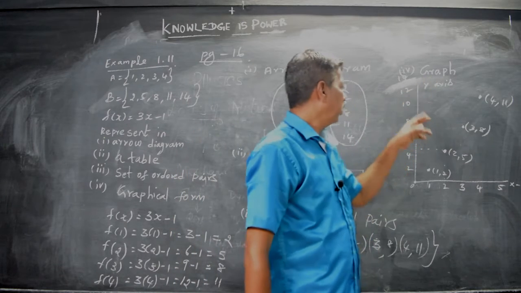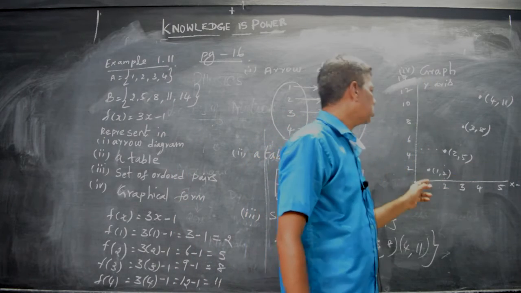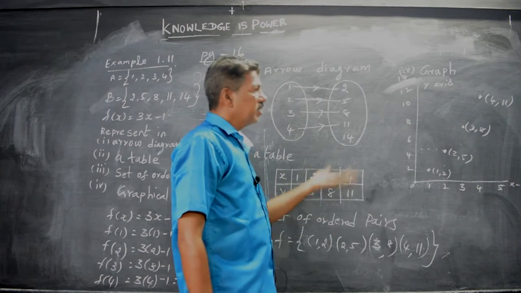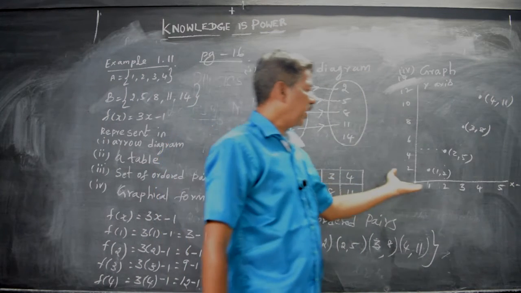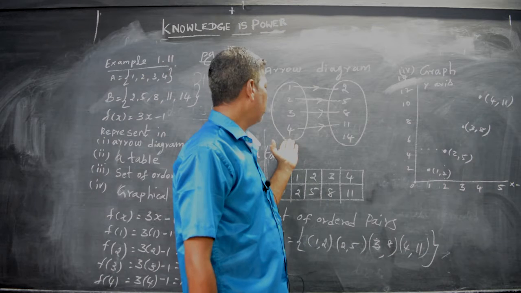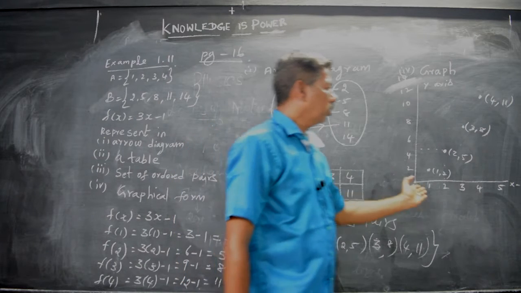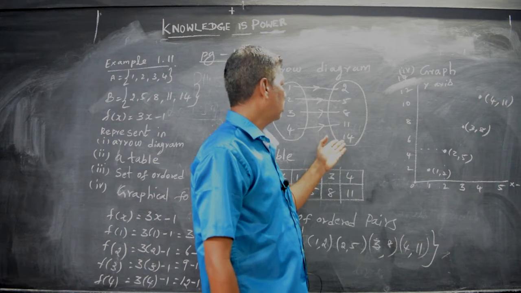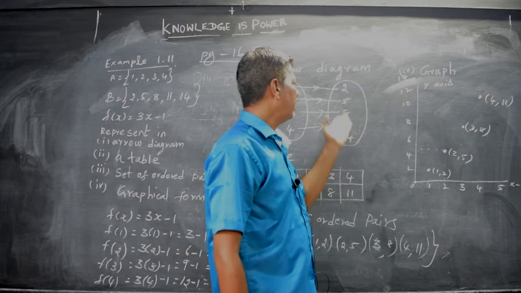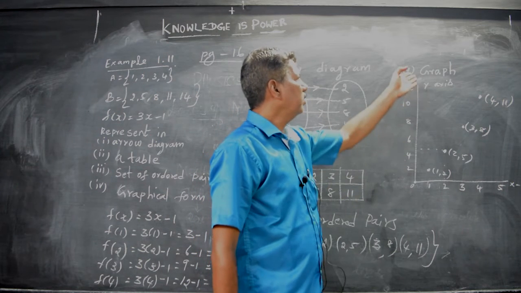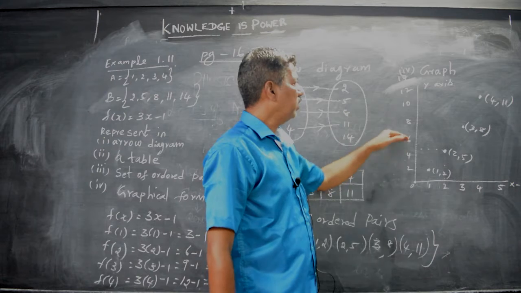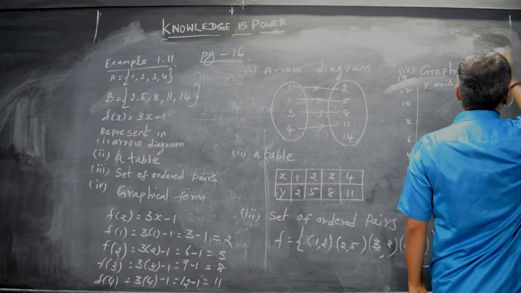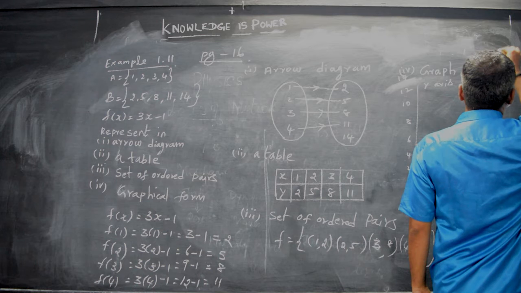Then the graph. X-axis, y-axis. How we have written here, the same way we have to proceed. On the x-axis, see the maximum number. Here there is only 4. No need to write more than that. 5 is an estimation. On the y-axis there is 14, but 11 is enough, though I have written till 14. Sometimes you have to write the x-axis compulsorily.